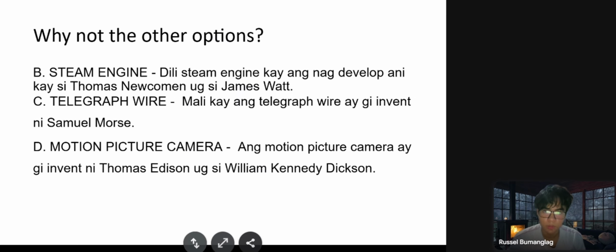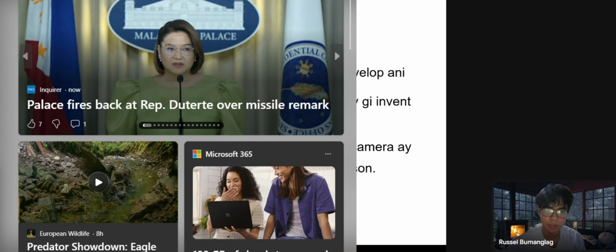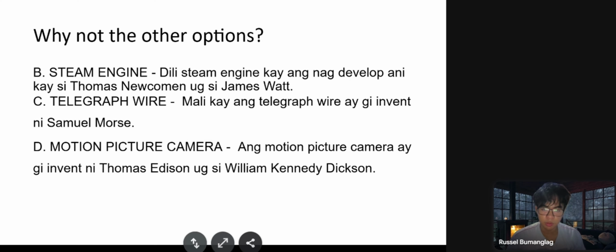electricity. So, why not B, steam engine? It's not a steam engine because it was developed by Thomas Newcomen or James Watt. C, telegraph wire. Wrong, because the telegraph wire was invented by Samuel Morse. And D, motion picture camera. The motion picture camera was invented by Thomas Edison or William Kennedy Dickson. So, that's why these three are not my answer.